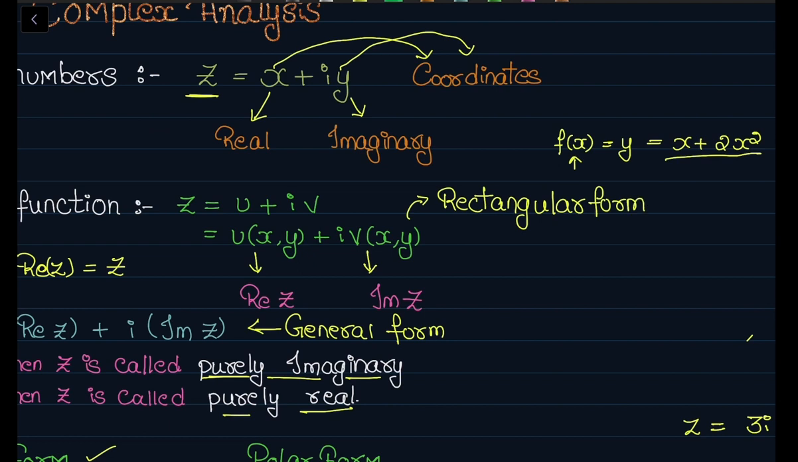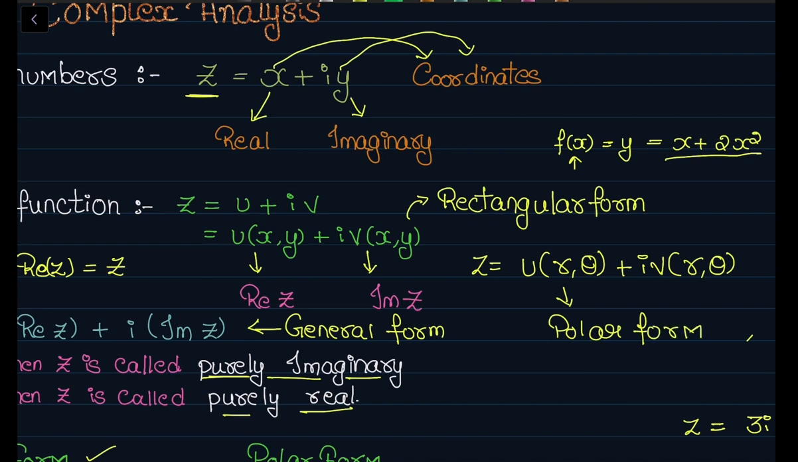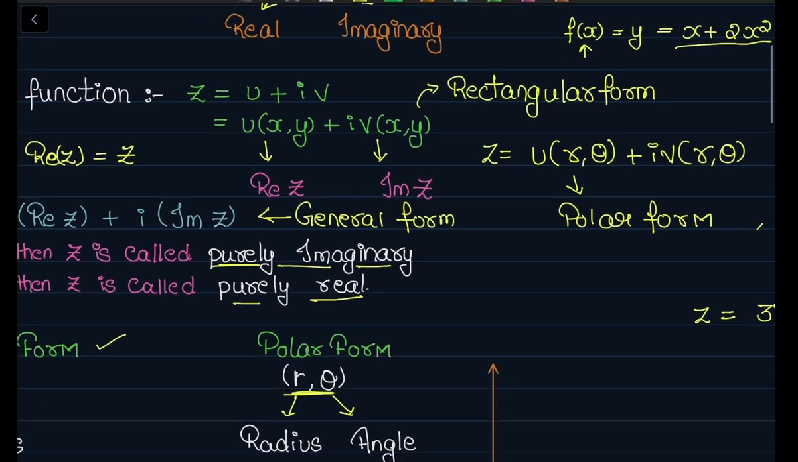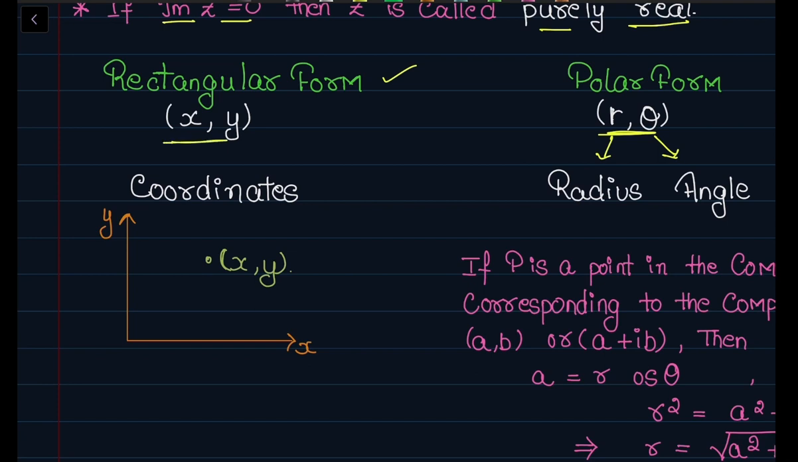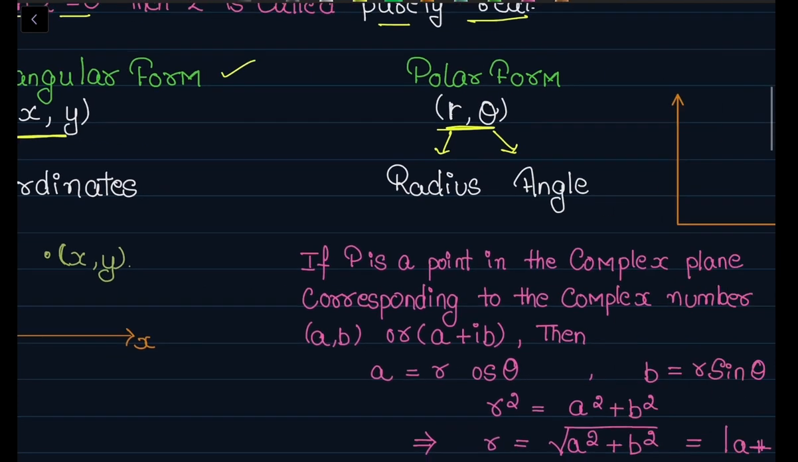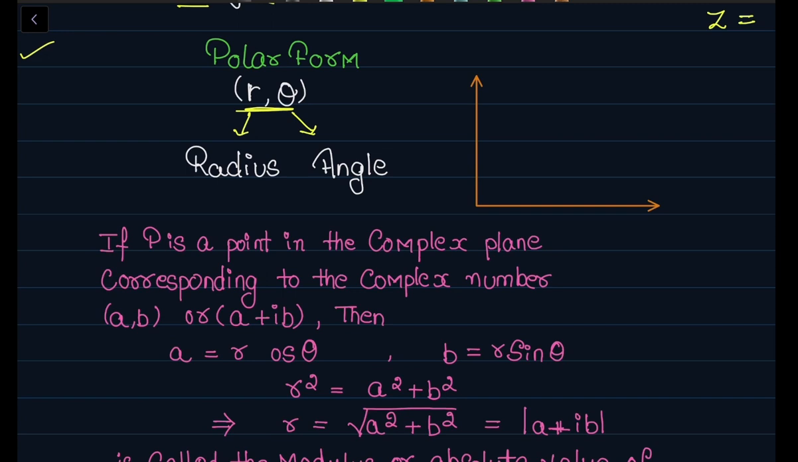If you write this equation in the polar form, how will you write it? You will write z equals u of r comma theta. Now your variables will change. If your variables are in the form of r comma theta, then it is said to be the polar form. In this way you will deal with the polar form and the rectangular form. The rectangular form deals with x and y coordinates, which lie in the xy plane. But in the polar form you deal with r and theta, where r is the radius and theta is some angle.